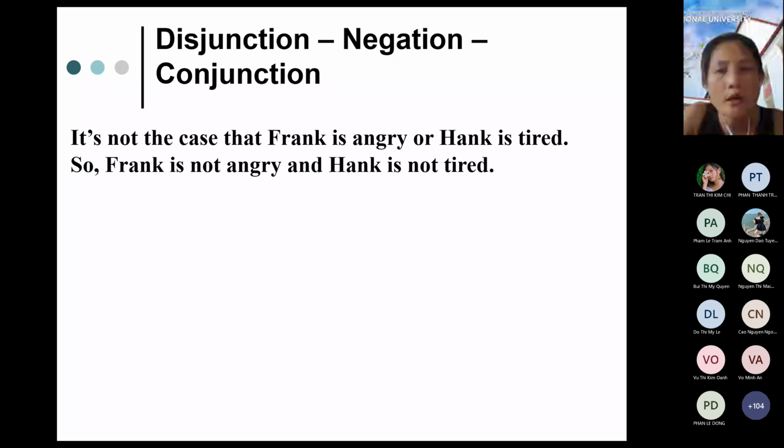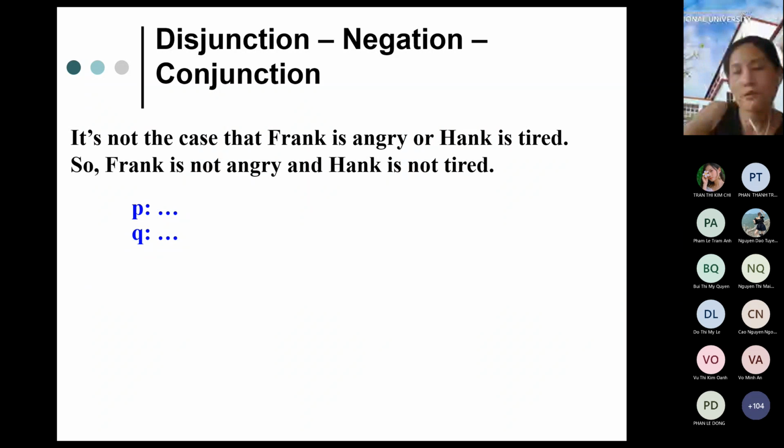Now, it is similar. First of all, you have to name. So if you use PQ like us, then P means Frank is angry, Q means Hank is tired, okay? And it is not the case that. So we will take the negation for the whole information. So this is the converted or the symbolic form of our argument. And the 3 dots is like this, okay? 1 on top, 2 at the bottom.